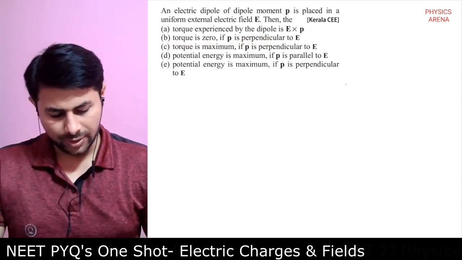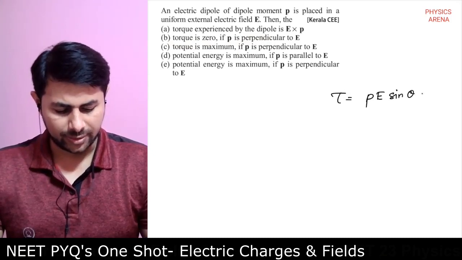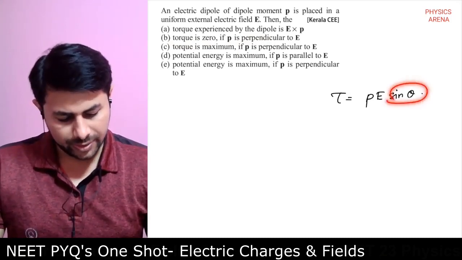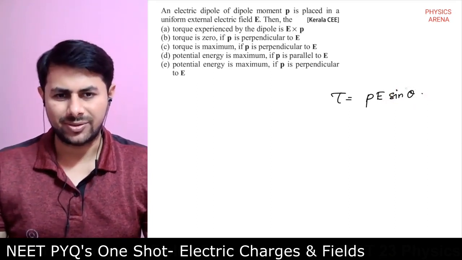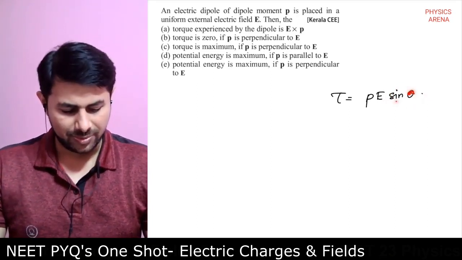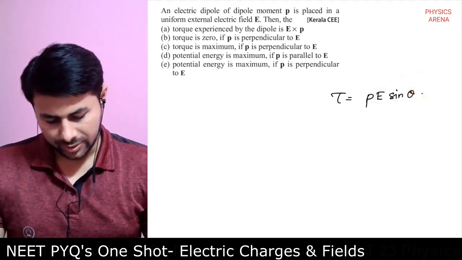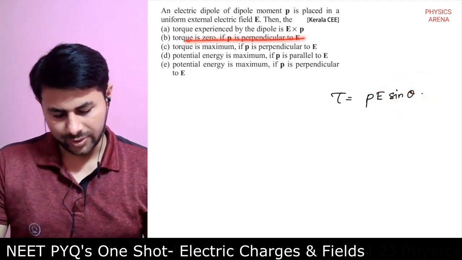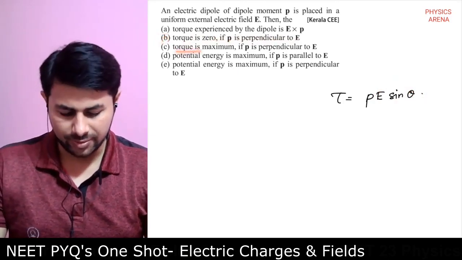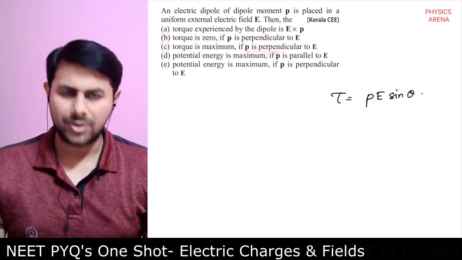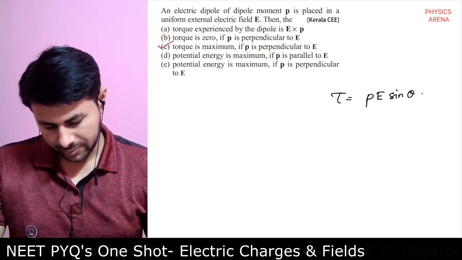Torque is 0 if P bar is perpendicular to E. So is this true? Torque is equal to PE sine of theta. Okay, angle between them is 90. Then torque is maximum actually. So if this angle is 90, then sine of 90 is 1. So torque is maximum. Okay, so this is not true. Option C, torque is maximum if P bar is perpendicular to E bar. This is true. Okay, so this is the answer.